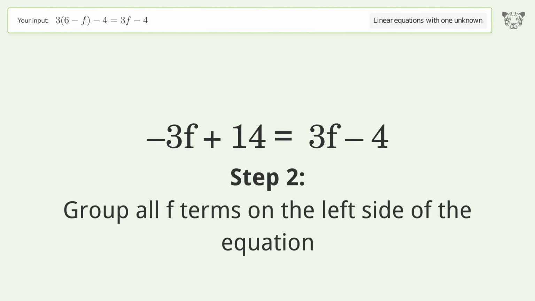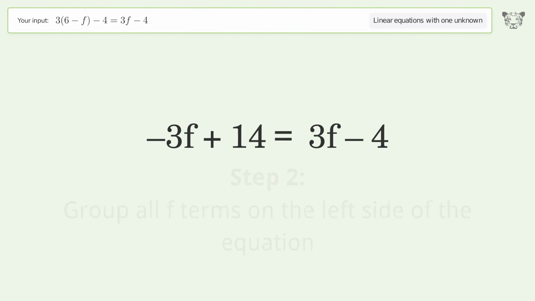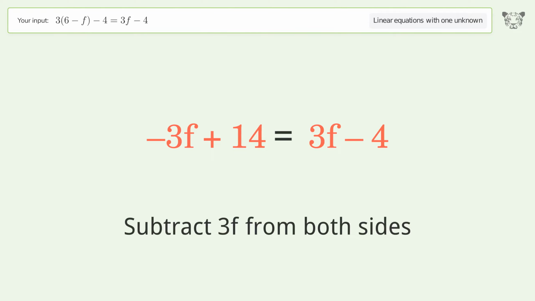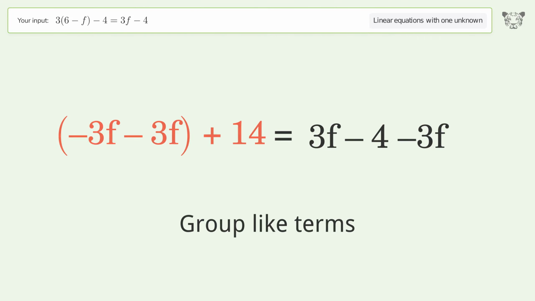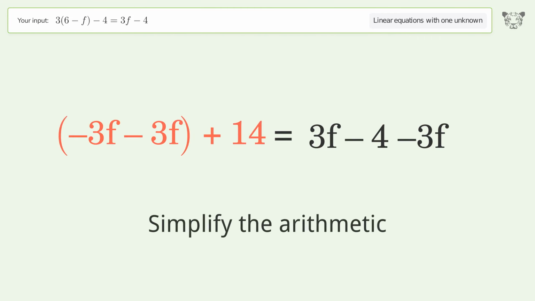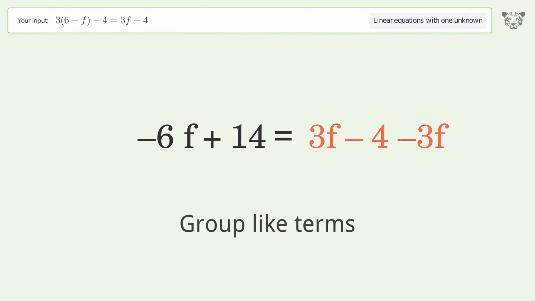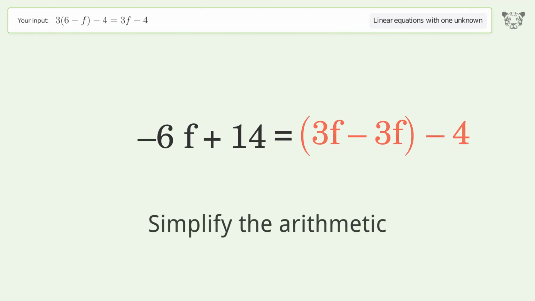Group all f terms on the left side of the equation. Subtract 3f from both sides. Group like terms. Simplify the arithmetic. Group like terms. Simplify the arithmetic.